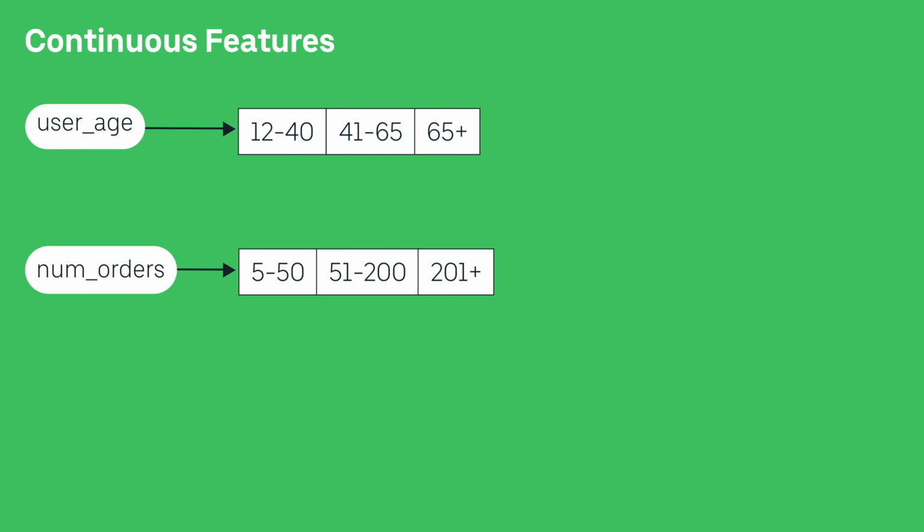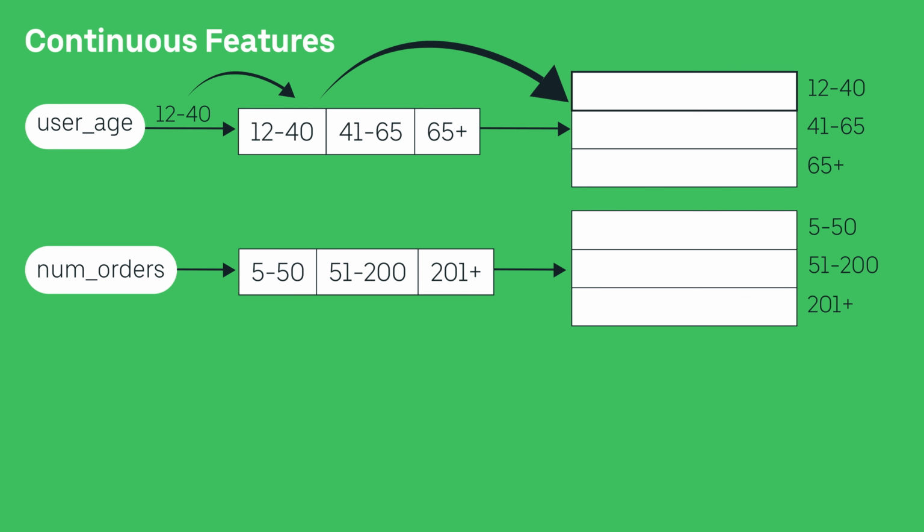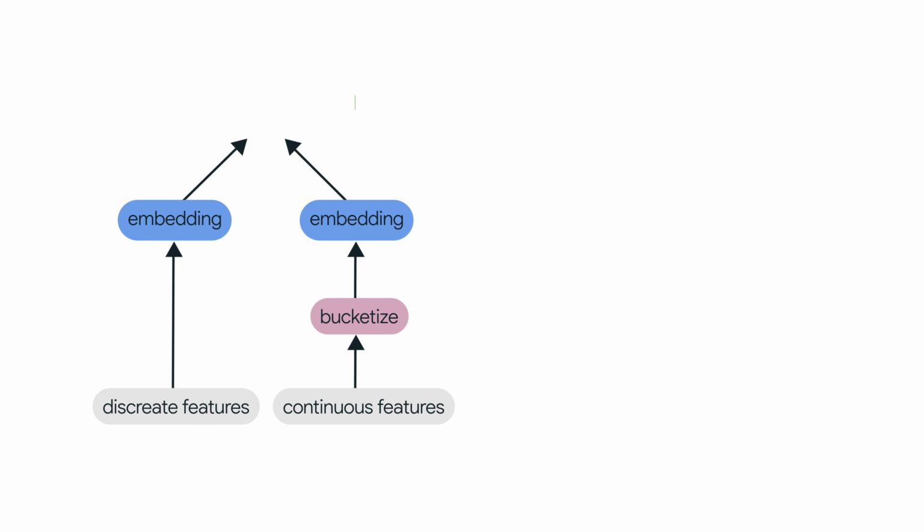Now we can follow the similar process as we did for discrete features. We can create an embedding table for each feature and look up the value of the feature in this table to extract embedding. Once we extract embeddings corresponding to features, we can feed these embeddings into the dense part of the model.